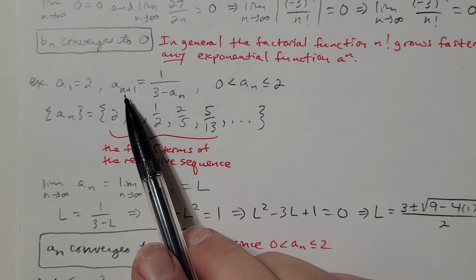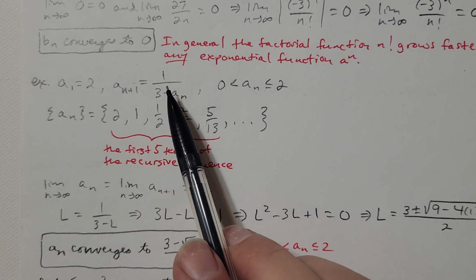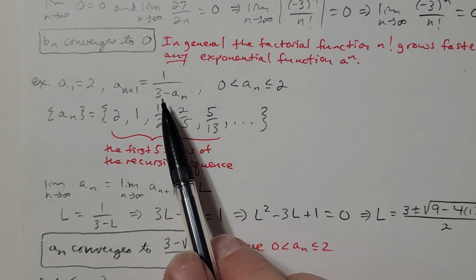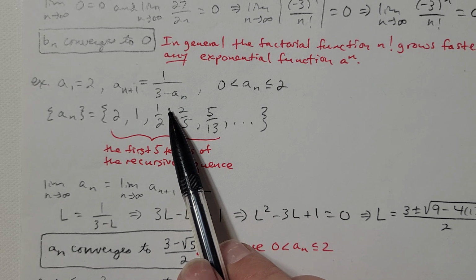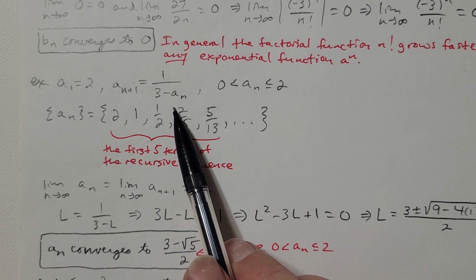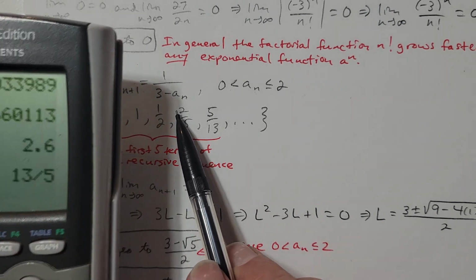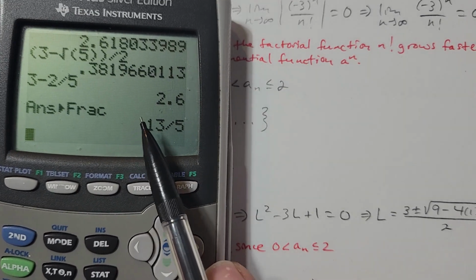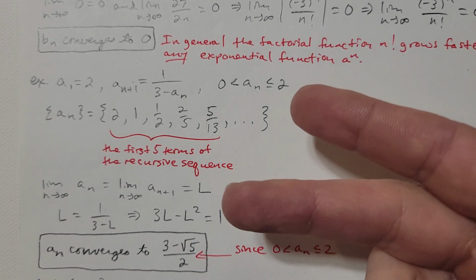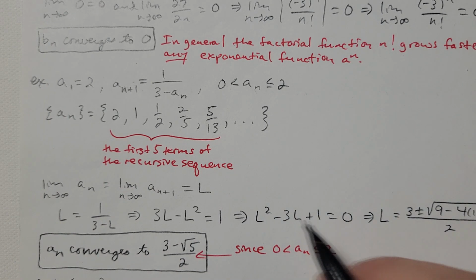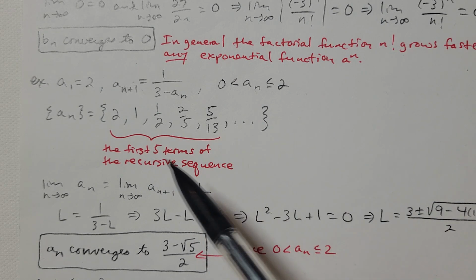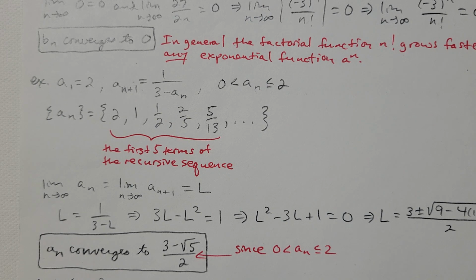Okay, a sub 5 would be where I take 1 divided by 3 minus a sub 4, that's 2/5. So then 3 minus 2/5 is, let's see, oops, I get 13/5 here. Okay, so I got 1 divided by 13/5. When I flip that, I get 5/13 for a sub 5, etc. Okay, so these are just what the first 5 terms look like.